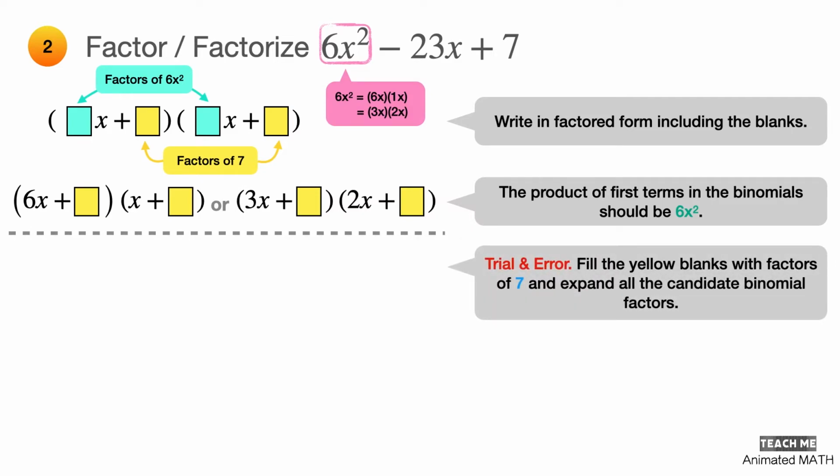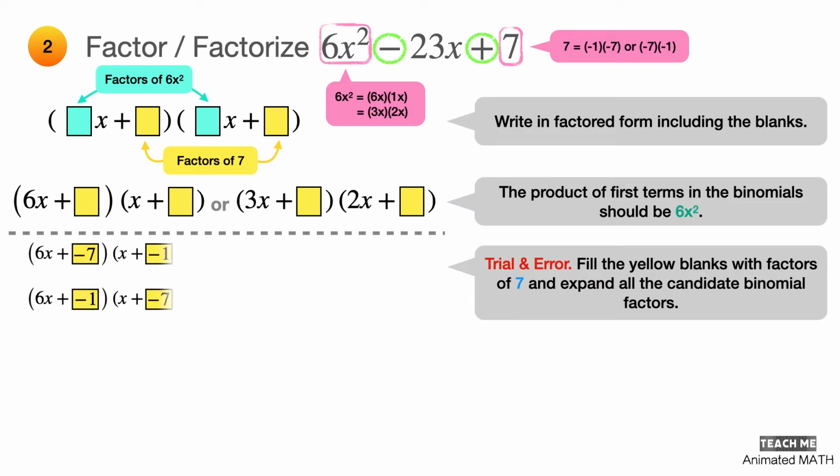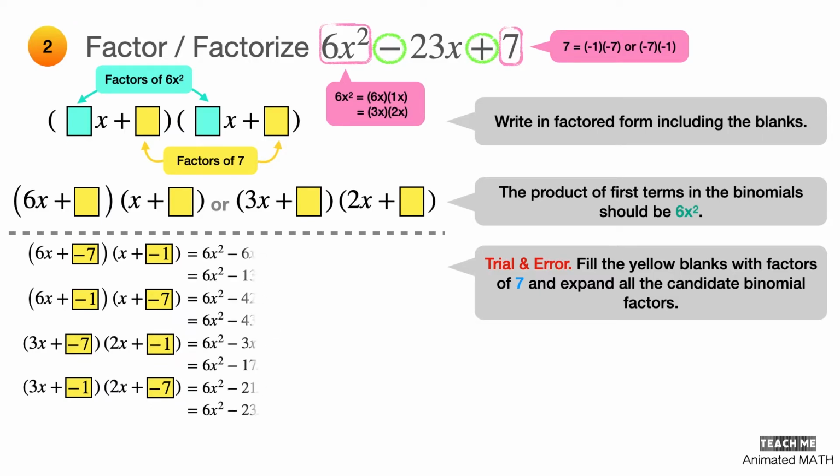The next step is trial and error. Since the middle term is negative and the last term is positive, it means that the factors of 7 must be negative. Fill in the yellow blanks with factors of 7 and perform polynomial multiplication on each pair. Let's compare the middle terms of each candidate factors. For the first candidate factors, it is negative 13x. For the second, it is negative 43x. And for the third, it is negative 17x. All of which are not equal to negative 23x. Which means that all of these candidates are eliminated.